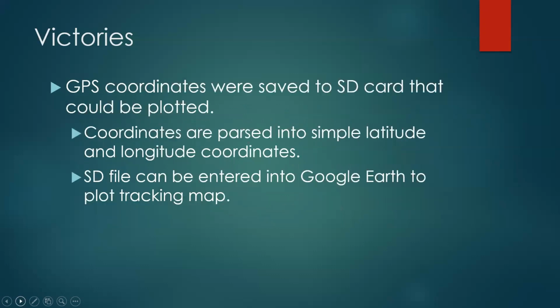Another thing, like I said, GPS coordinates were saved to the SD card so that they could be plotted. The format that we had them in was easily grabbable by Google Earth when we imported the file. And the coordinates are parsed into simple latitude and longitude coordinates. And then the SD file could be entered into Google Earth to plot the tracking map, which was really nice. So that was a huge success overall.